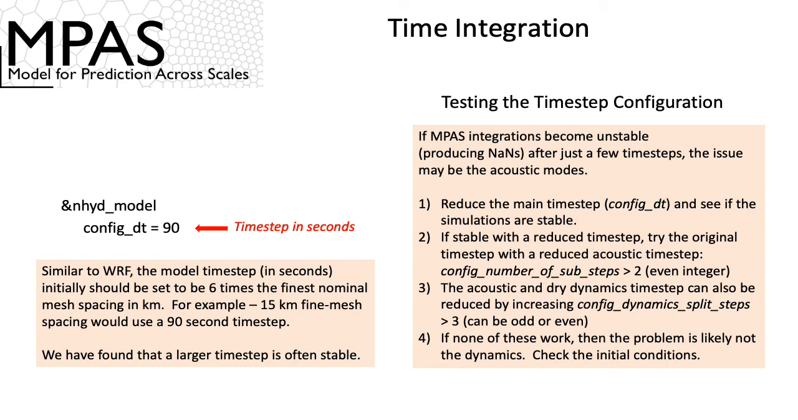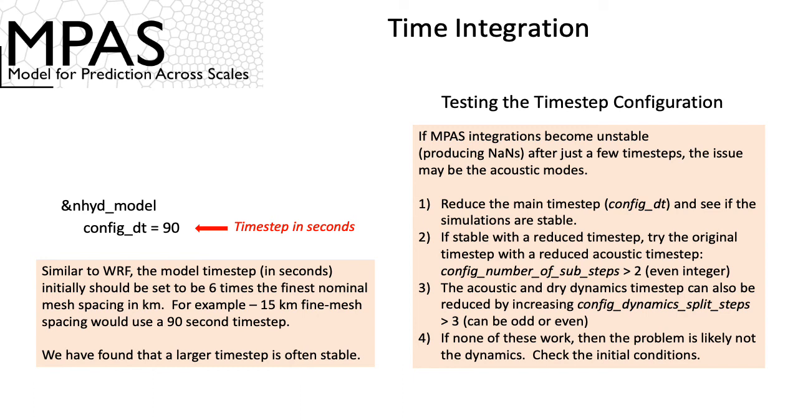For WRF, this kind of rule of thumb is typically stable, but sometimes it's not. For MPAS, it almost always is stable. And oftentimes, instead of a 90-second time step, you can even go to a 120-second time step because of that split integration between scalars and dry dynamics. So that's something you can experiment with in MPAS.